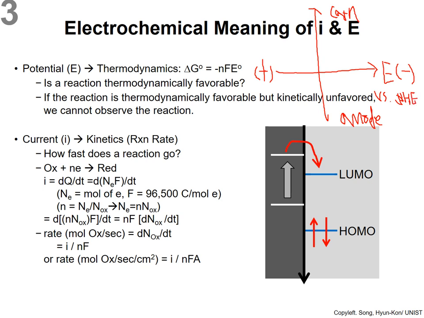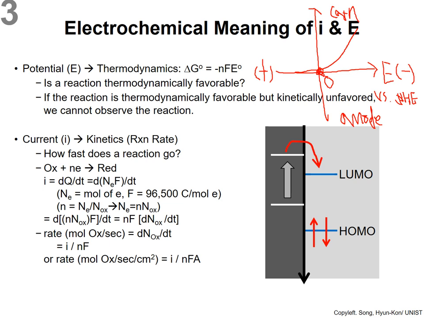Then here is the 0 volt versus normal hydrogen electrode. It means from the viewpoint of thermodynamics, you could observe the onset of current from this point. When we move the potential from positive to negative value, our thermodynamic expectation says the current starts from around 0 volt, and then the current would increase as you apply more and more negative potential. However, in the experiment, you cannot find any onset of the current at the thermodynamic potential.